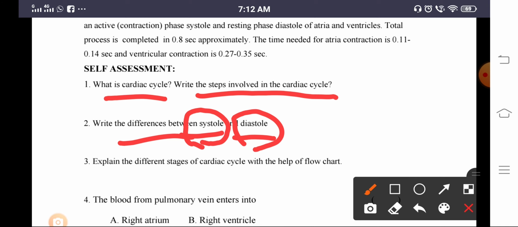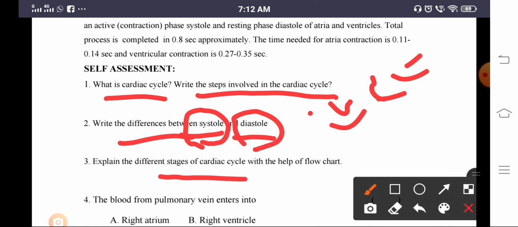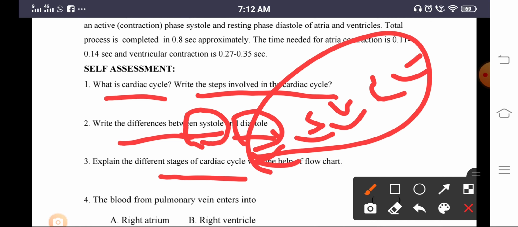Now the third question: different stages of cardiac cycle with the help of a flow chart. Already I explained to you, there are 5 steps we have seen. Number 1, relaxation of auricles and ventricles. Number 2, contraction of auricles. Number 3, relaxation of ventricles. Number 4, contraction of ventricles. Number 5, relaxation of ventricles. These are the sequence of cardiac cycle steps.